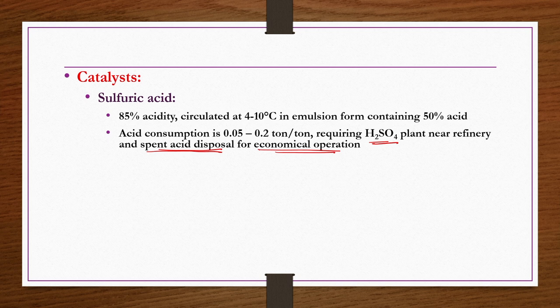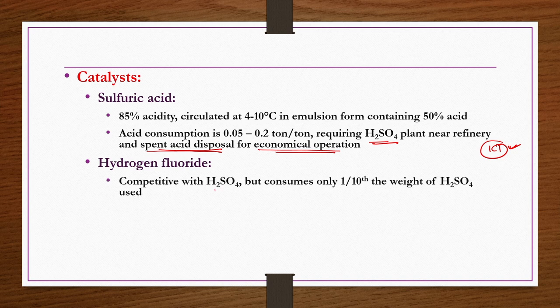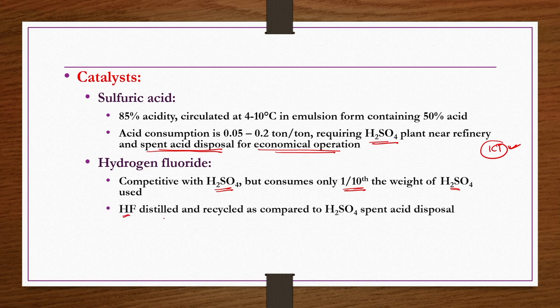Either you have to sell it to other vendors who require such spent catalyst so that they can regenerate it and use it for different purposes. Such things we have discussed in the course on organic chemical technology, which is available on the NPTEL MOOCs platform. The other catalyst is hydrogen fluoride. It is competitive with H2SO4, but it consumes only 1/10 of the weight of H2SO4 used. So that is better, less consumed. It is also distilled and recycled, as compared to H2SO4 spent acid disposal. H2SO4 spent catalyst you have to dispose of, whereas HF you can distill and recycle. That is the advantage.